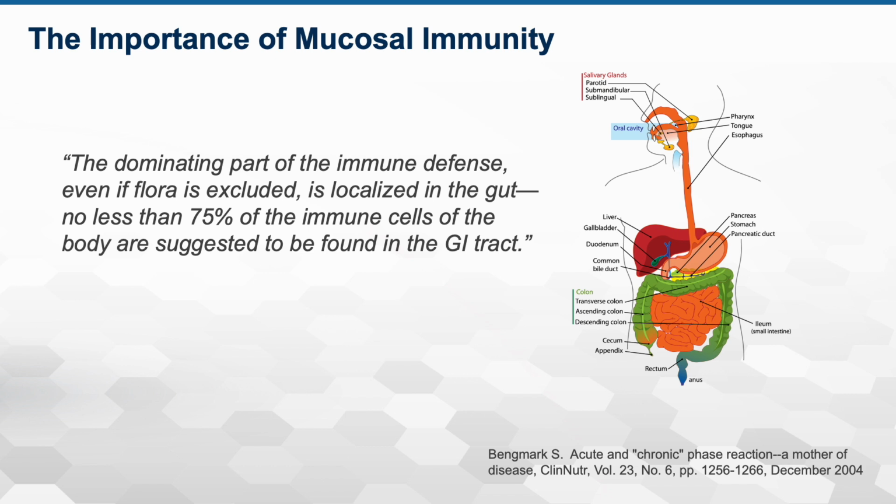It's certainly no coincidence that we would look to the gut when we're trying to figure out what may be stimulating an autoimmune response or a dysregulation in the systemic immune system. The dominating part of the immune defense is localized in the gut, and it's estimated that no less than 75% of the immune cells of the body are found in the GI tract. Mucosal immunity is of prime importance, and it may very well be where the dominoes start to fall in the majority, maybe not the entirety, but the majority of autoimmune illness.